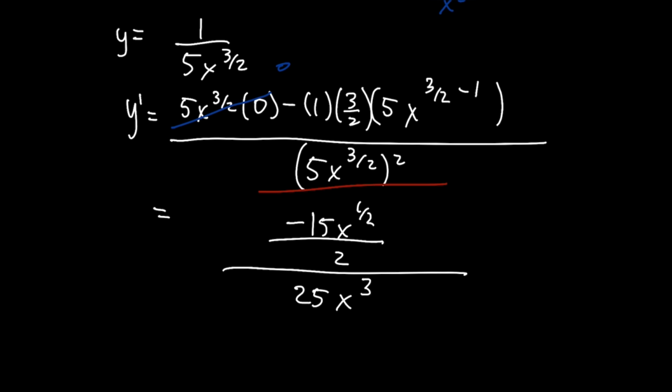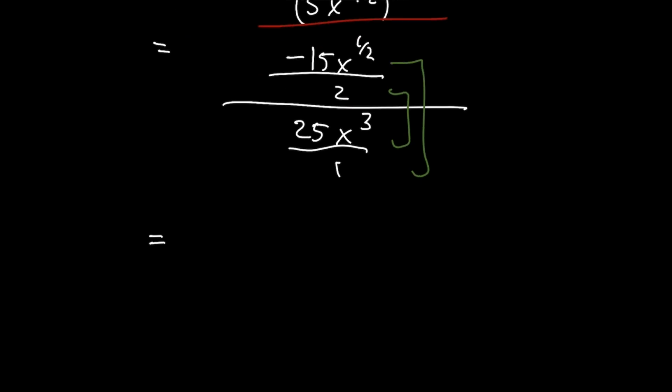Then we can do in, out, out. So basically we have a 1 here. So in, out, out. Let's first multiply the outer and outer. Negative 15x raised to 1/2 times 1, that is negative 15x raised to 1/2. Then in the denominator, let's multiply the inner and inner. 2 times 25x cubed, that is 50x cubed.